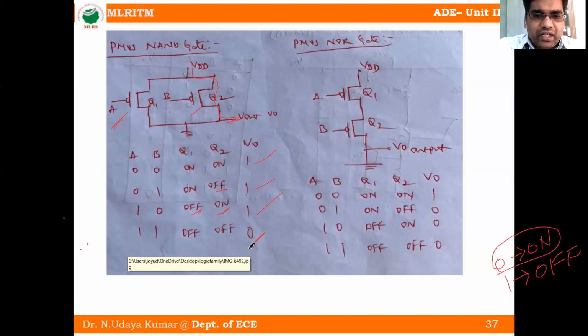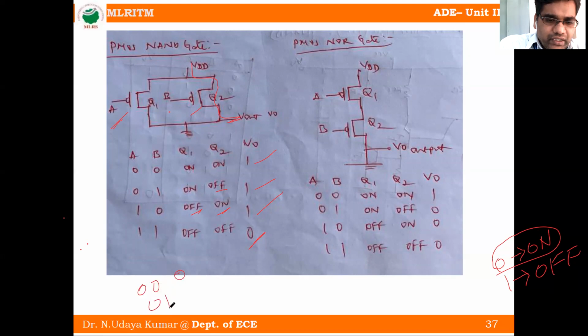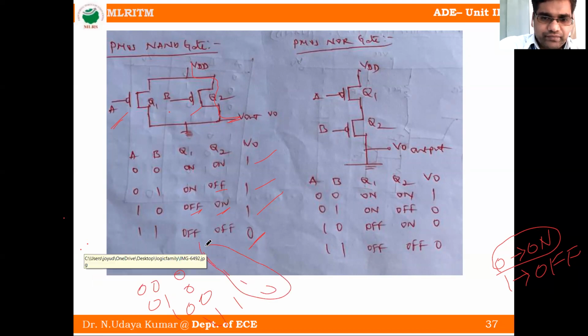So here 0 0. What is the AND truth table for 0 0? We will get 0. 0 1 we will get 0. 1 0 we will get 0. 1 1 we will get 1. So the complement of AND means we will get 1 1 1 0. This is the NAND gate.